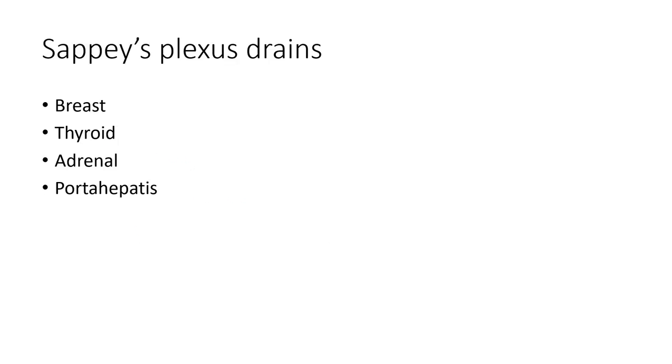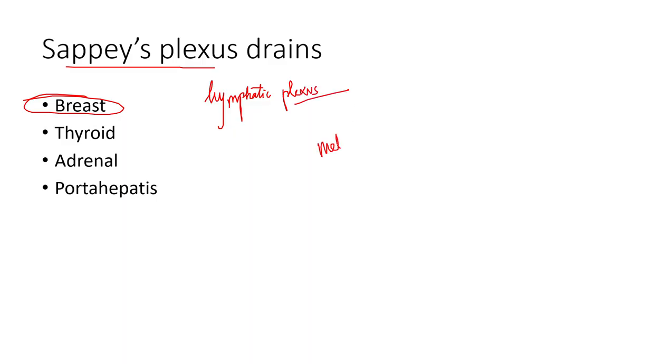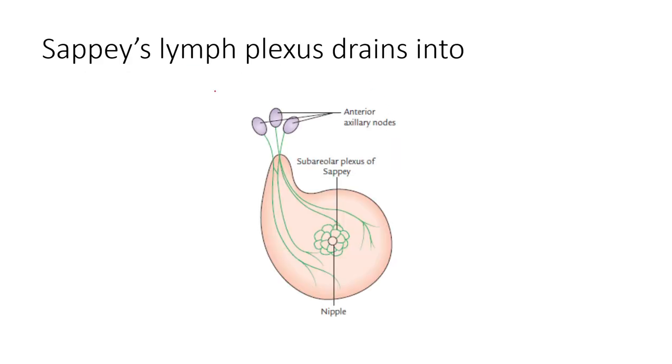So today we'll be seeing a chain reaction. Okay, one question leading on to another. Sappey's plexus drains. Okay, you all have heard of Sappey's plexus. Sappey's plexus is a lymphatic plexus draining your breast. The lymphatic drainage of the breast is so important because metastasis of carcinoma of the breast happens mostly through the lymphatic channels. Okay, so we'll lead on to the next question.